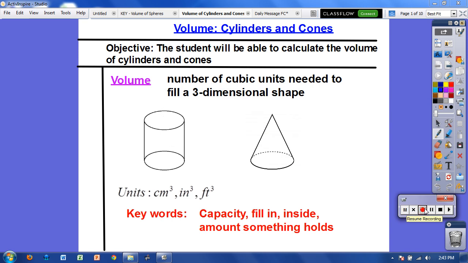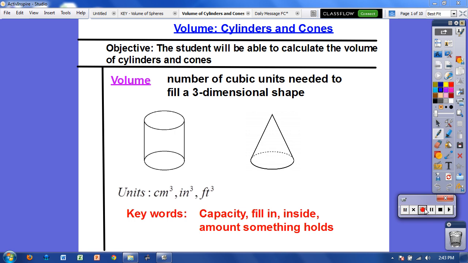Alright, today's video will cover the volume of cylinders and cones. Our objective today is to be able to calculate the volume of cylinders and cones. So, recap on volume. Volume is the number of cubic units needed to fill a three-dimensional shape. Today these shapes are cylinders and cones.